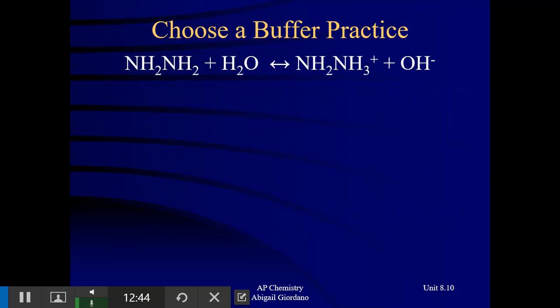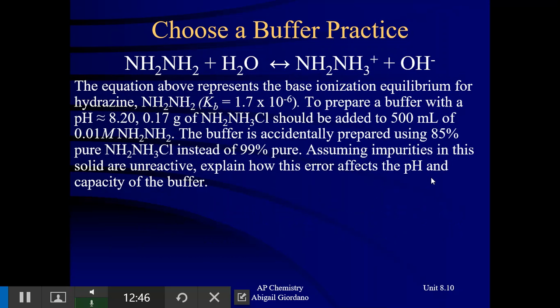Okay, so let's look at a practice problem here. And I'm going to break this down into pieces because there's kind of a lot of words on the screen here. So we have this balanced equation up top. It says the equation above represents the base ionization equilibrium for hydrazine. And then I give you a Kb value. So given a Kb value, that must mean this is a weak base.